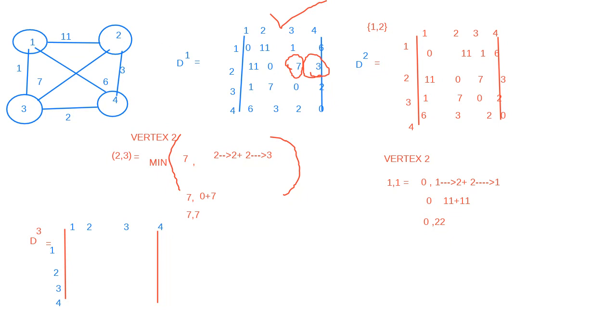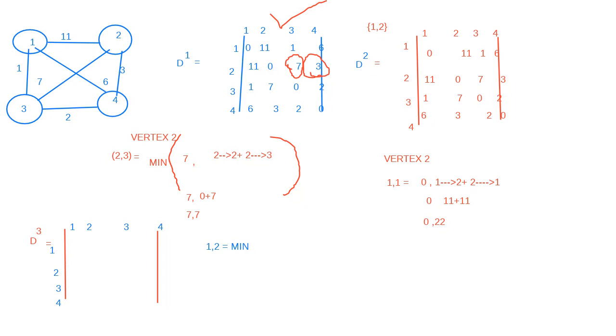So who will tell how to solve the 1 comma 2 entry? First of all, I will take minimum. Minimum of 1 comma 2. What is 1 comma 2 in the D2 matrix? 1 comma 2 is what? 11. So what am I going to write over here? I am going to write 11 over here.